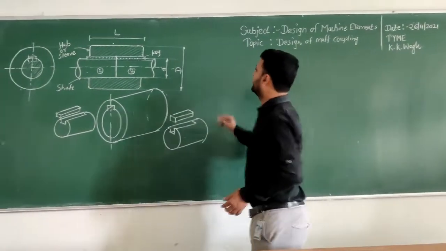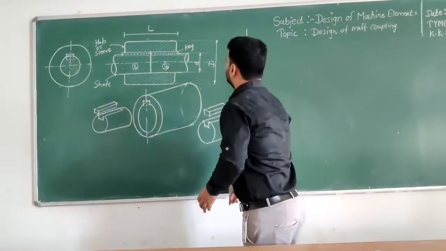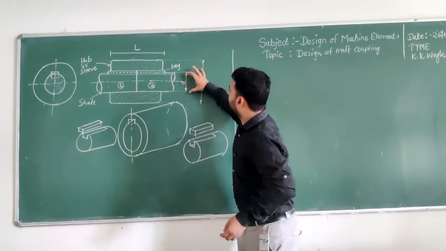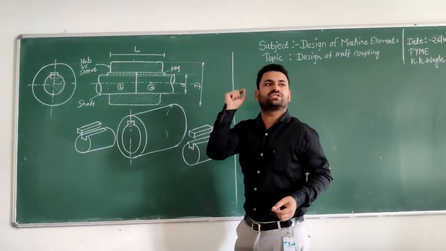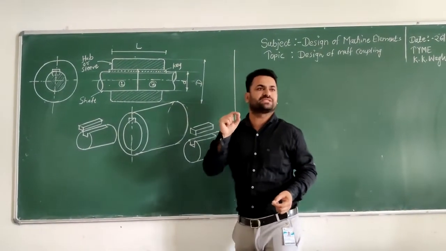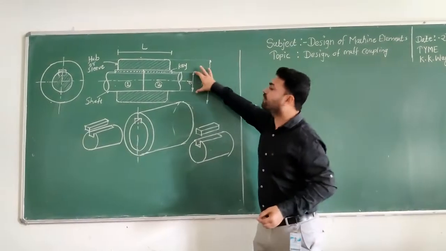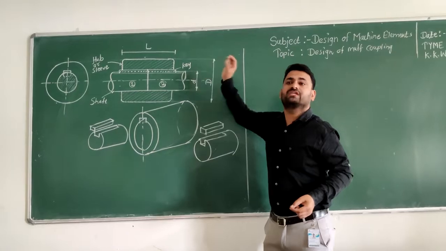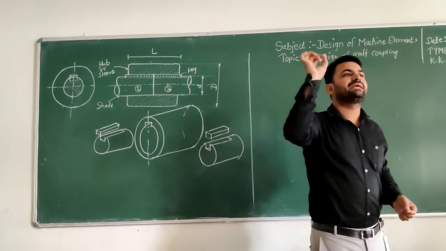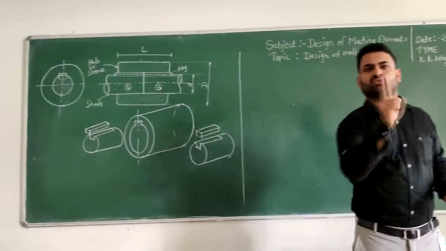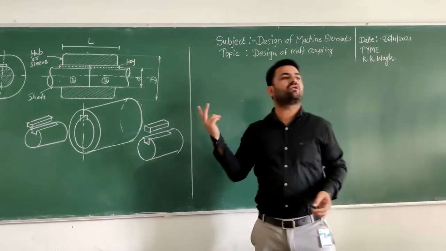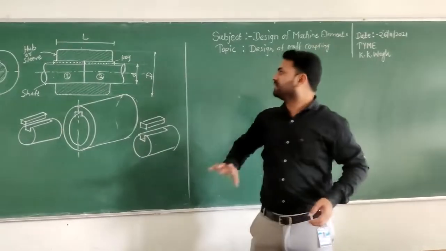Now let's move towards the design procedure. Before going to the design procedure, you should know some notations. You should know the notations. So the first notation is what? Small d. Tell me, small d is equal to what? Diameter of the shaft. Small d is equal to what? Diameter of the shaft.